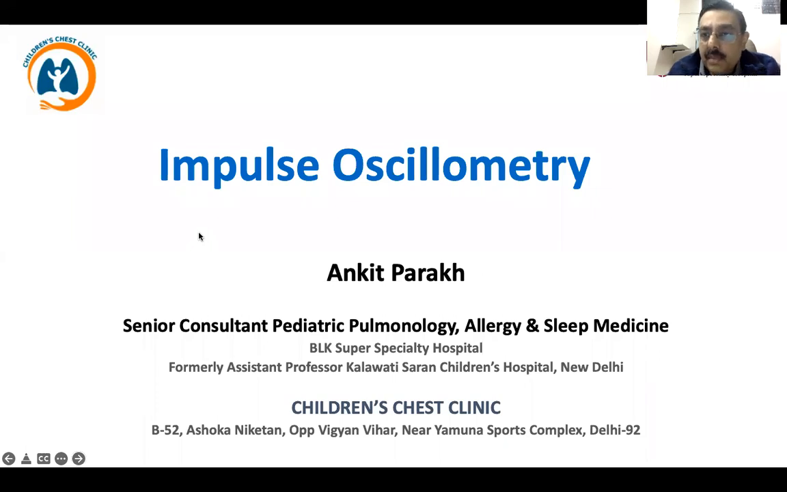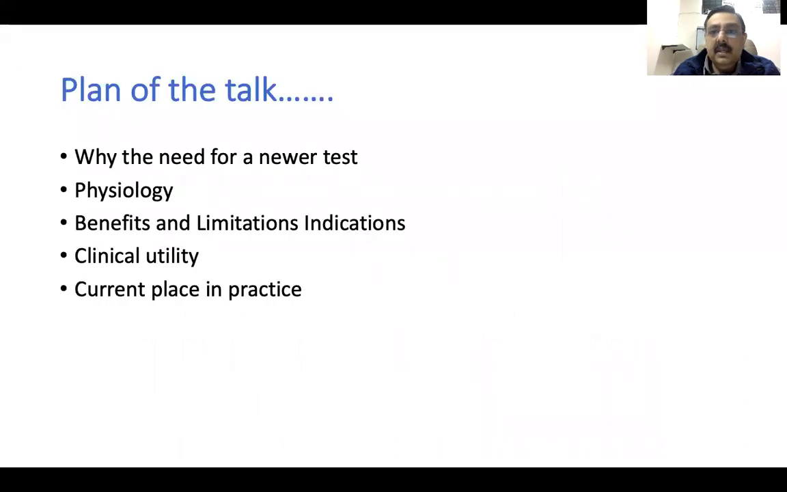So in this talk, we'll talk about impulse oscillometry, and we'll try and see why we need a new test. We already have spirometry in place. Then why do we actually need impulse oscillometry in our armamentarium, and how does it fare? We'll talk about some basic physiology, how it works, the benefits and the limitations, and the indications where it is helpful.